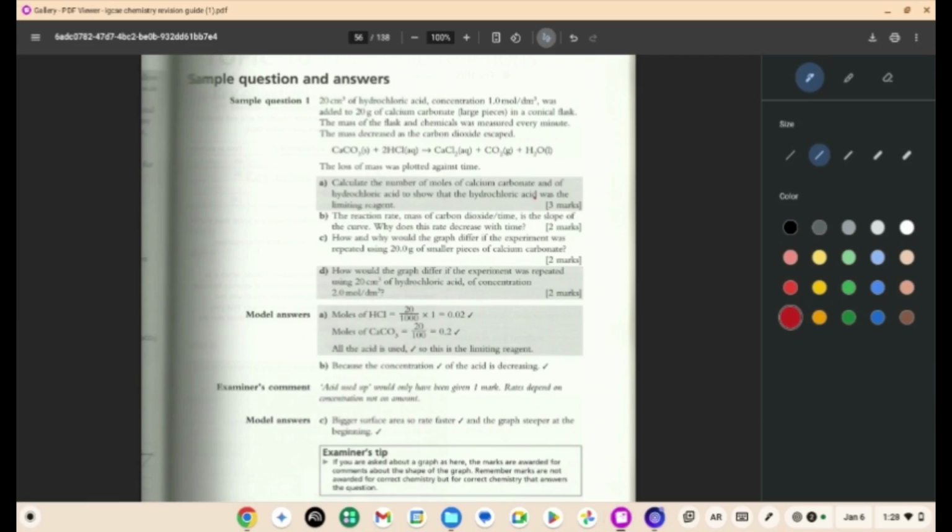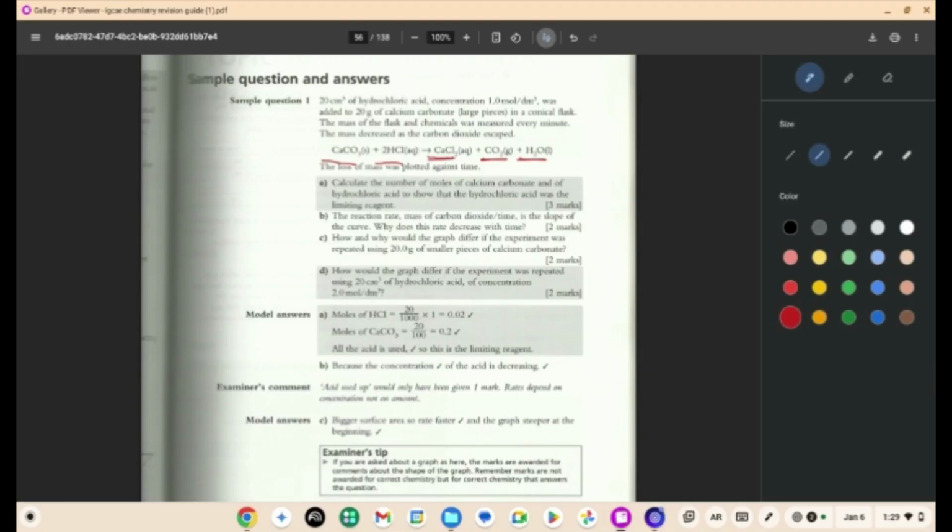To solve any question, we first need to write the equation, and we have to make sure the equation is balanced correctly. So we have calcium carbonate and hydrochloric acid reacting together to give calcium chloride, carbon dioxide, and H2O. After balancing the equation, we can start solving the questions. The first question is: calculate the number of moles of calcium carbonate and hydrochloric acid to show that the hydrochloric acid was the limiting reagent.